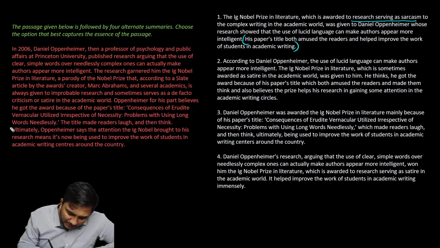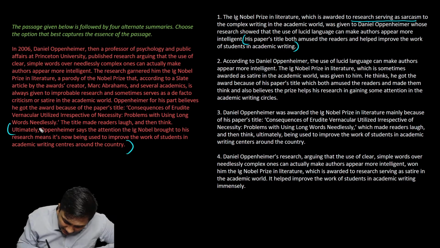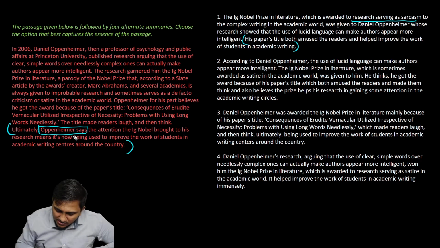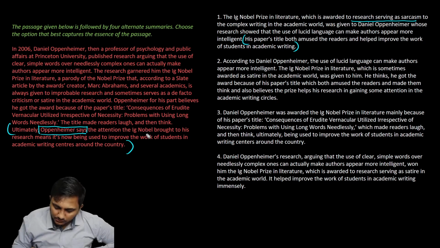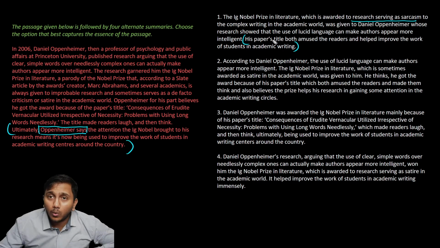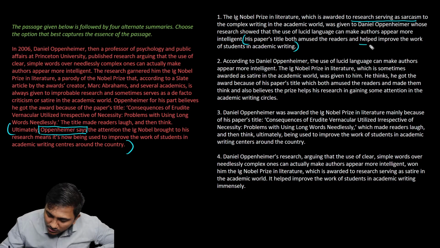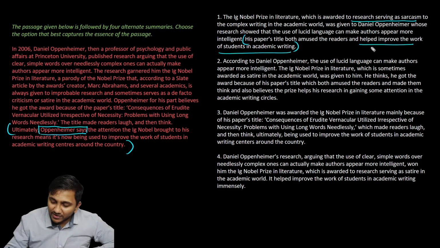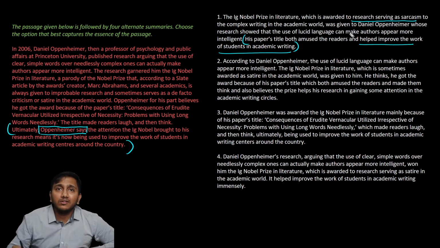So what the passage says is that this person says the attention that the Nobel brought to his research means it's now being used to improve the work of students. So it is what he says. But if you look at what the first option is, the option says his paper title both amused the readers and helped. Now, this is not given in the paragraph that his paper helped. What is given in the paragraph is he says that it could have helped. Okay, so there you can see a difference here.